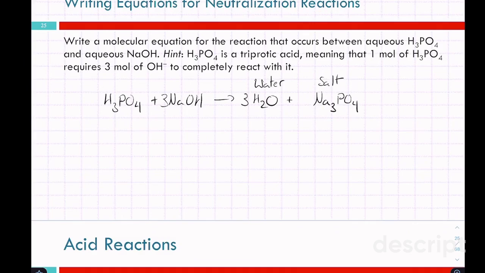So this is called a polyprotic acid, so it's got more than 1 hydrogen. You'd have 1, 2, or 3 ionizable hydrogens.